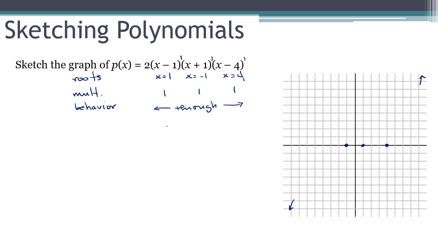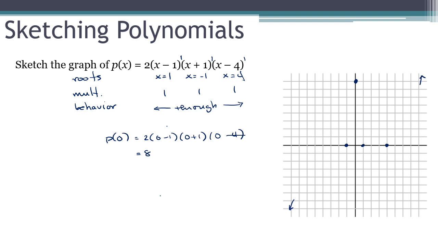Now, one other point I also like to grab, just because it's usually really easy to get, is the y-intercept. You remember, to find it, we just set x equal to 0. P of 0 is 2 times (0 minus 1) times (0 plus 1) times (0 minus 4). So what do I have? 2 times negative 1 is negative 2, times 1 is still negative 2, times negative 4 is 8. So the y-intercept, wow, is way up there. It's way up here. So this graph is seriously jumping around.